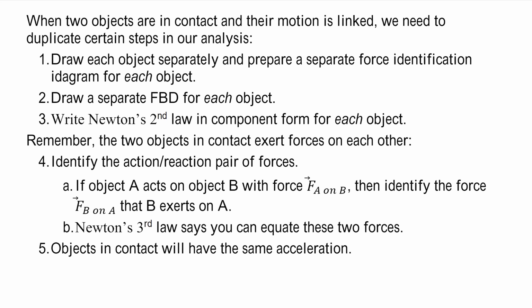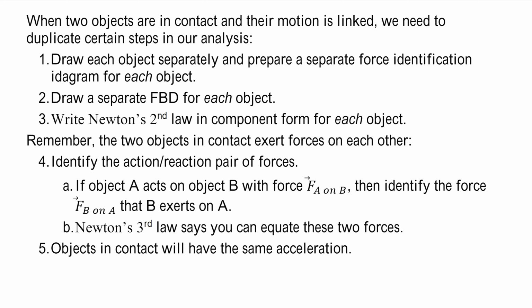When two objects are in contact and their motion is linked, we need to duplicate a couple of things in our analysis. We'll draw each object separately and prepare a separate free body diagram for each object. Very important. And then write Newton's second law in component form for each object. That means summing the forces in the x direction and in the y direction, and we'll do that for each object.